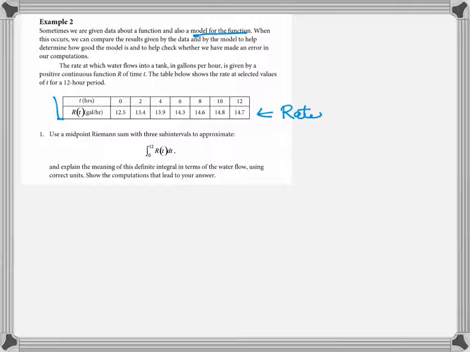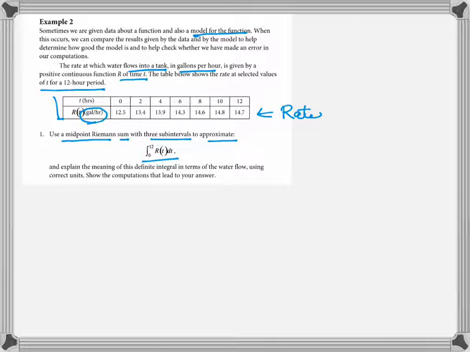So part 1, let's just read what it says. The rate at which water flows into a tank, in gallons per hour, is given by positive continuous function r of t. The table shows the rate at selected times. Use a midpoint Riemann sum with 3 subintervals to approximate the integral from 0 to 12 of r(t) dt and explain the meaning of the definite integral.